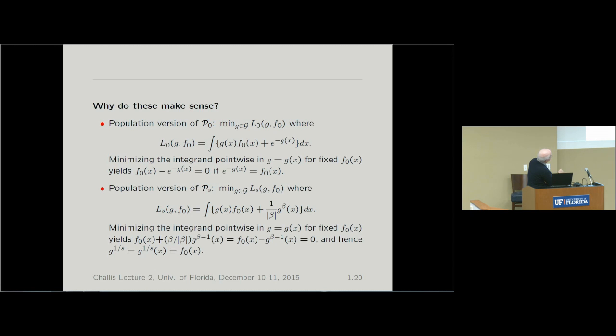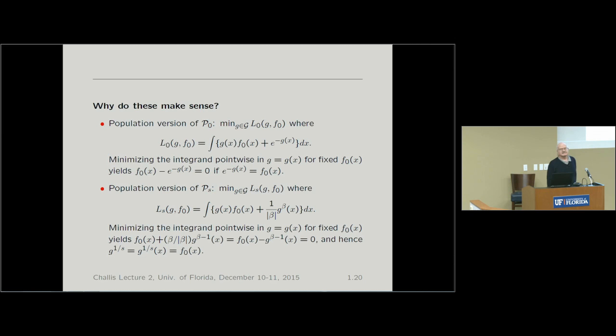Well, here's just my simple-minded way of making sure that these make sense. So bear with me just for a moment. This is very simple-minded. This is not nearly as fancy as what Roger and Ivan were suggesting. But I think about the population version of P0, the minimum of this, where F0 is in the class. So I'm supposing now that F0 is going to be log-concave. I'm going to stick it into this criterion. I'm going to think about minimizing the resulting integrand pointwise. Does this make sense pointwise? Do I get back the right answer? And when you do that, you think about minimizing it pointwise in g for fixed F0 of x, and you differentiate with respect to g, and you get this, and that's 0 if these are equal. Oh, lo and behold, that's the right answer.